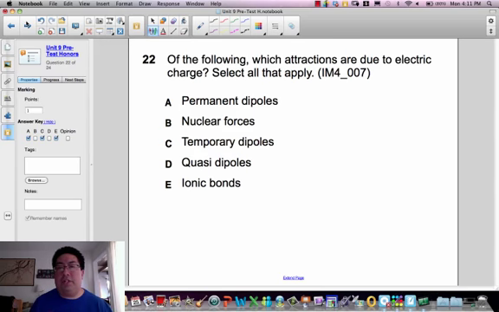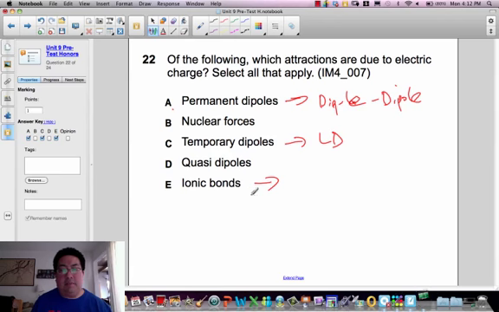22, of the following which attractions are due to electric charges. Well, for this one, again, it's just saying difference in electronegativity, which results in a different charge. We're talking about permanent dipoles, and this was kind of an awkward way of saying dipole. Oh, my writing's horrendous. And temporary dipoles are London dispersion, and it can also be used for ionic bonds. Okay, because remember, that's a big difference in electronegativity.